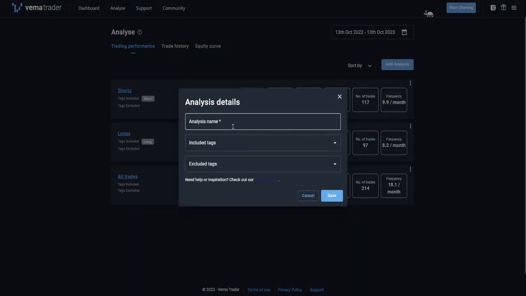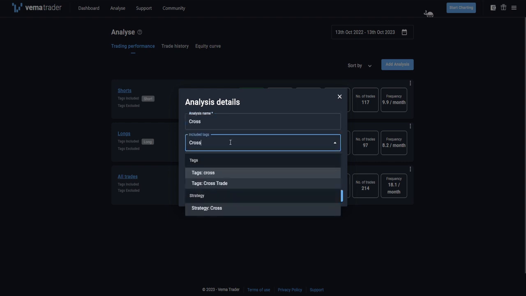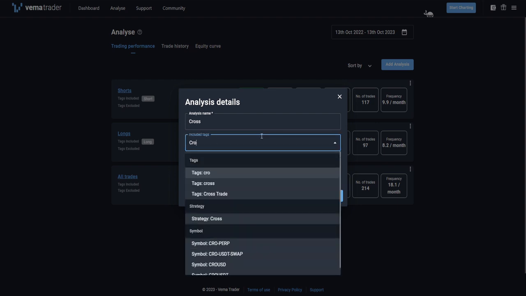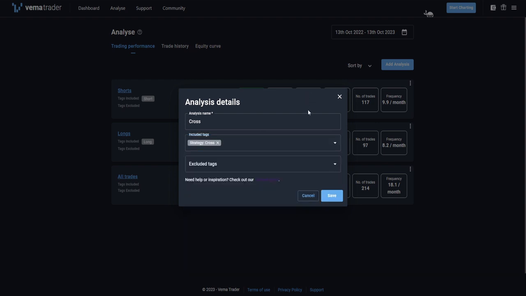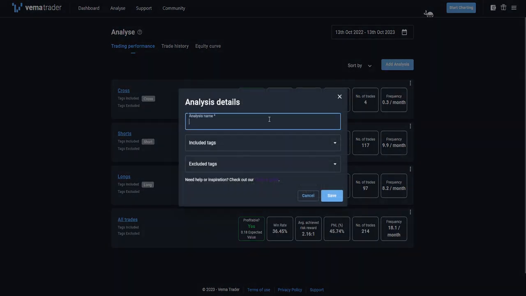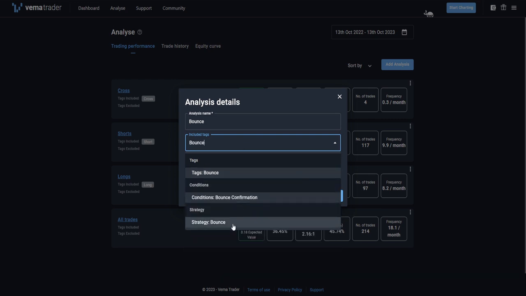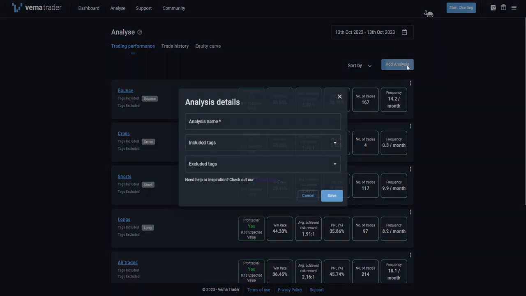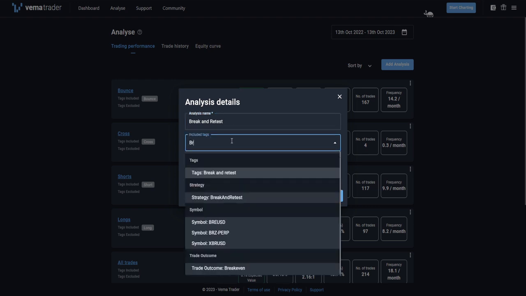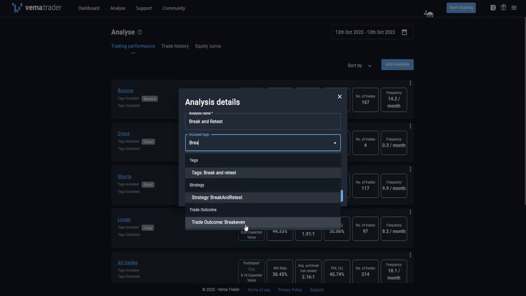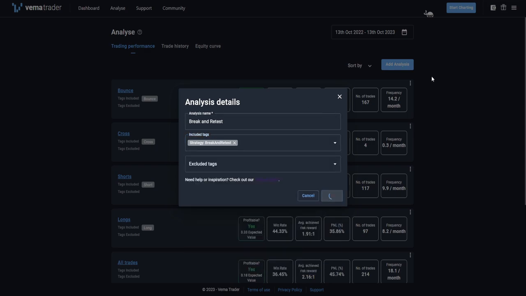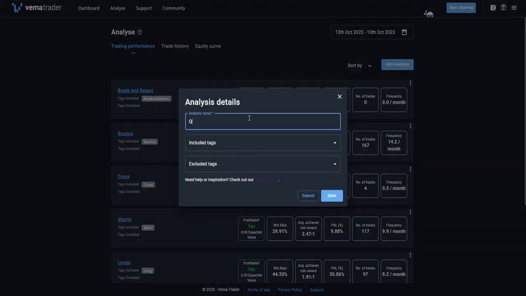Now, the next thing that I like to look at is the entry strategies. So we have cross. We also have bounce. We have cross, bounce, break and retest. Which is, what do we want? Strategy, break and retest. We have quick entry.